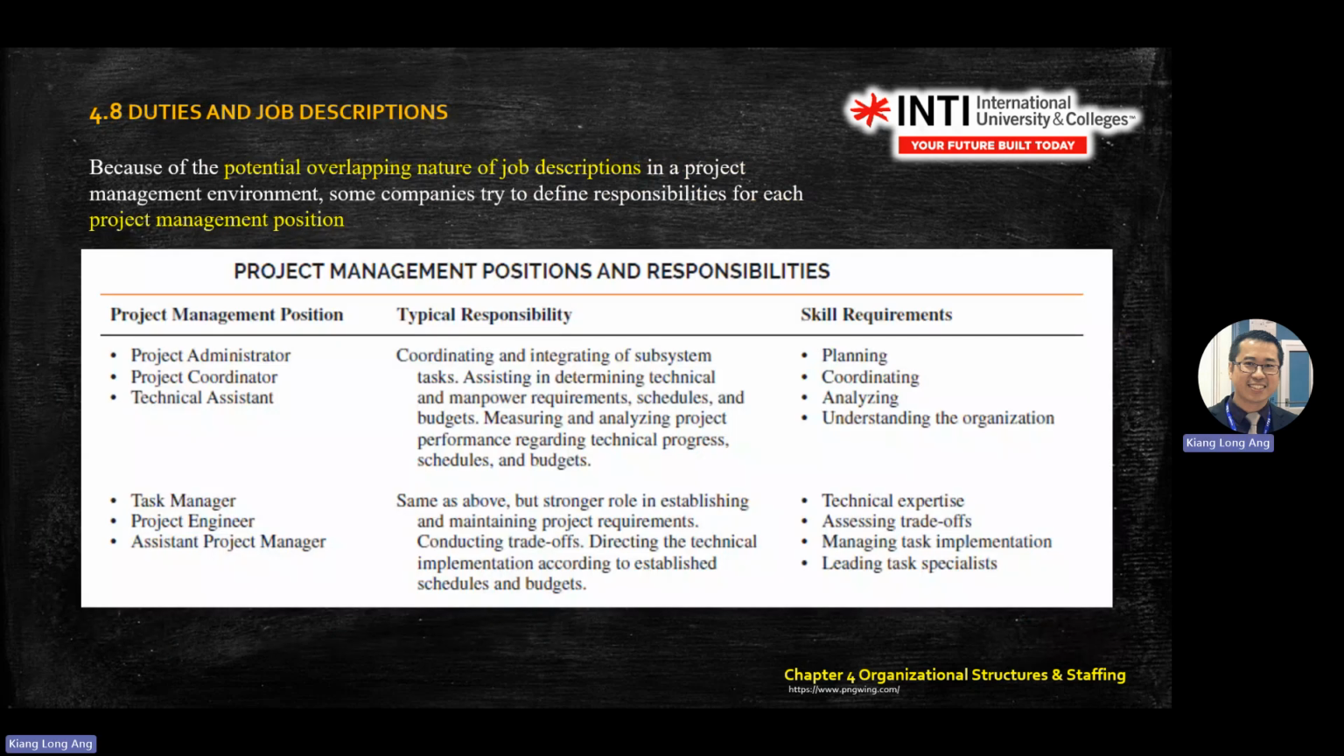Okay, so this table also highlights management position and responsibility. So if you are the project coordinator or administration, what do you do? And the skill required. Task manager, project engineer, what do you do? Okay, go and read. Then what are the skill sets you need? Okay.